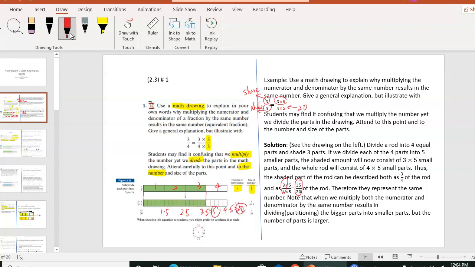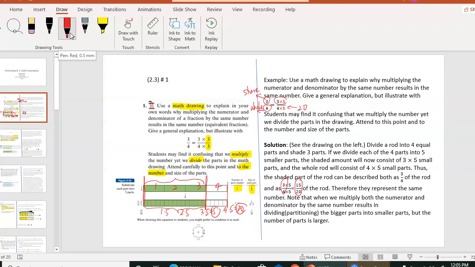Notice that although the size of each part is smaller, the total of 4 parts is exactly the same as the size of 20 smaller slices. And also the 3 slices, your share, are now turned into 15 slices, but the total size of these 3 bigger parts is the same as the 15 smaller slices. So your share out of the entire cake is exactly the same. It didn't change. It just turned into more slices or smaller slices. Okay, so therefore they represent the same number.